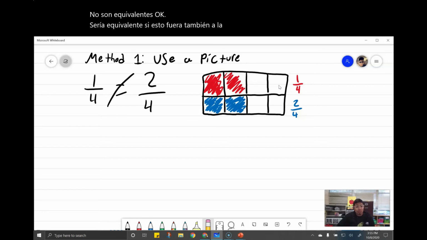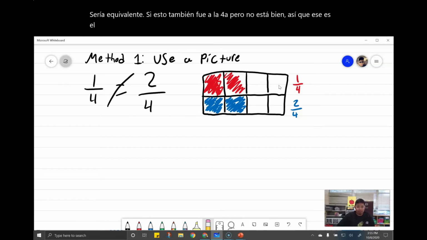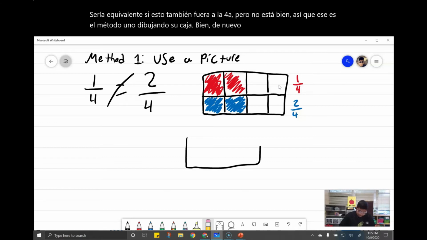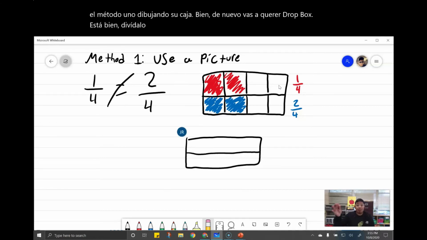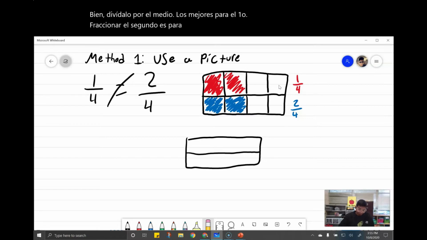So that's method 1, is by drawing your box. So again, you're gonna want to draw a box, split it down the middle. The top one is for the first fraction, the second one is for the second fraction, okay? Let's move on to a second method.